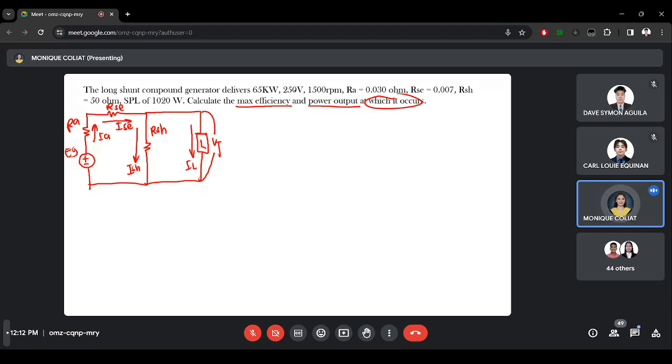Sabi, ang generator daw ay nagde-deliver sa load ng rating na ito. That means that is your PO and VT. So, PO mo 65 kilowatts. Then, VT is 250 volts. Then, yung RA daw natin is 0.030 ohms. RSE daw natin is 0.007 ohm. Then, we have an RSH of 50 ohm. May SPL daw na 1,020 watts. Ano daw ang maximum efficiency?